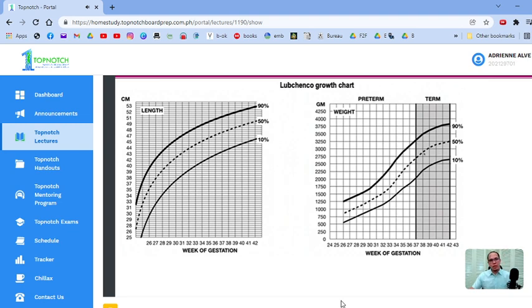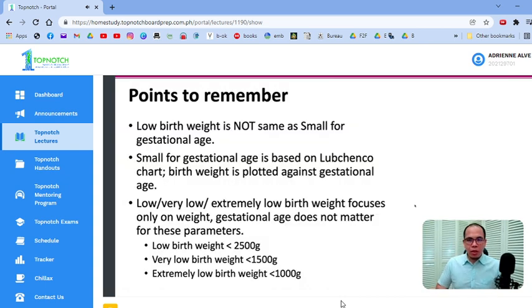So for example, your newborn is 37 weeks, okay? Tapos ang timbang niya ay 2,500, so that is AGA, okay? Pag lampas siya ng 3,250, then that will be LGA. Pag less than, ang 37 weeks less than 2,000, that would be small for gestational age, okay? So please do remember these important facts, okay?